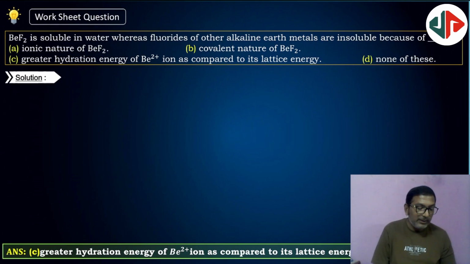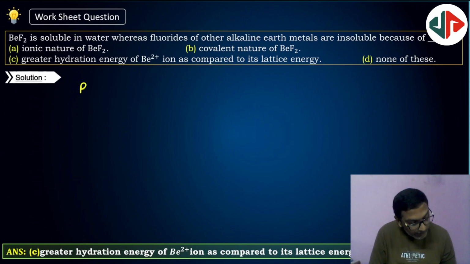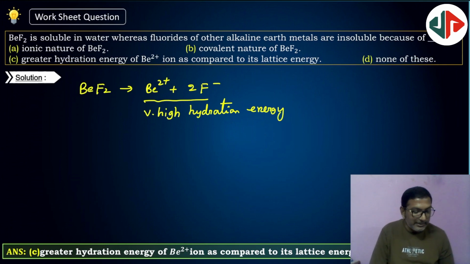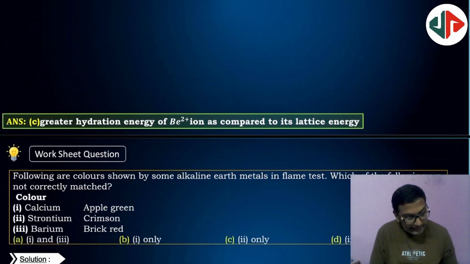BeF2 is soluble in water whereas fluorides of other alkaline earth metals are insoluble due to. BeF2 contains Be2 plus and 2F minus. So very high hydration energy. Both are very small, Be2 plus is small and F minus is also small. So both have very high hydration energy. Therefore, highly soluble, greater hydration energy when compared to lattice energy. Next.